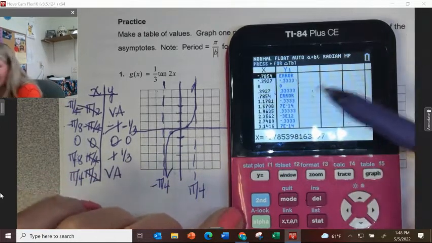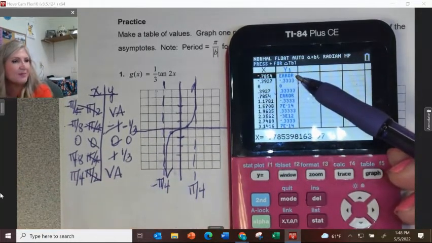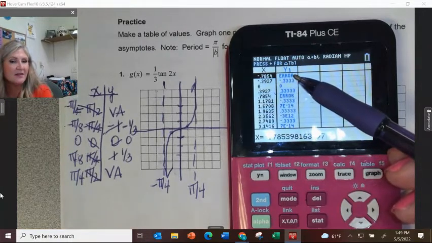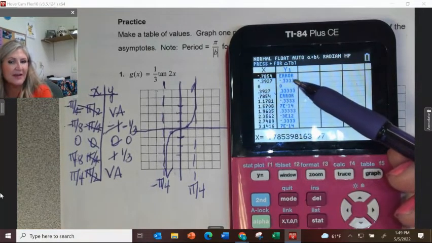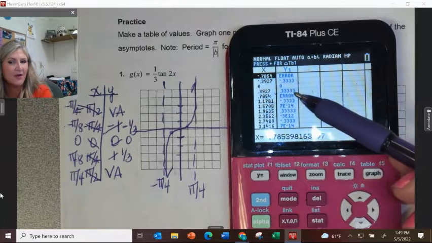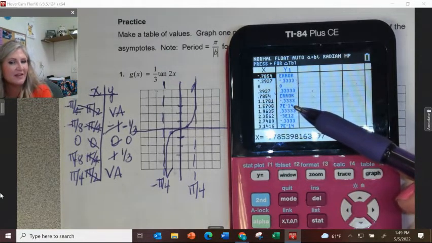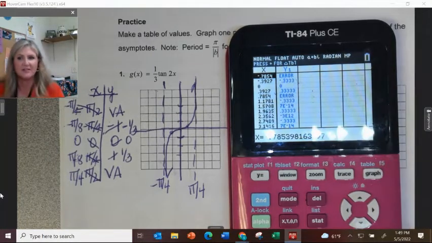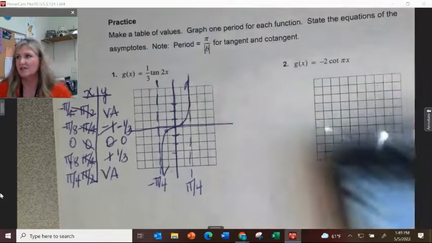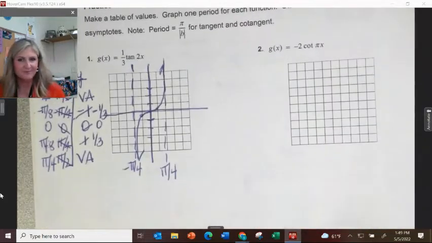So I'm going to go to my table. What do you think the error represents? A vertical asymptote. Negative 1/3, 0, 1/3, vertical asymptote. Makes sense? What's this right here? 7e to the negative 14. It's 7 times 10 to the negative 14, which is 0.